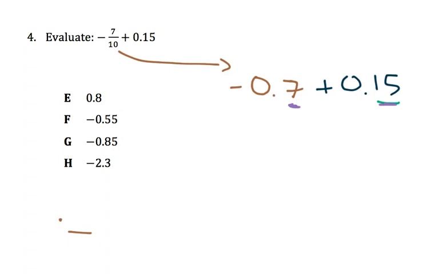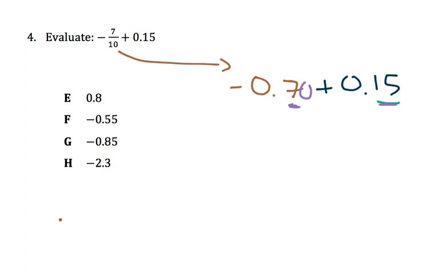So instead, let's think of this not as 7/10, but as 70/100, because 7/10 and 70/100 are equivalent to each other. Now it's like we're adding things with the same unit. They're both in hundredths. So now I'm going to do this. I'm going to do it on a number line.